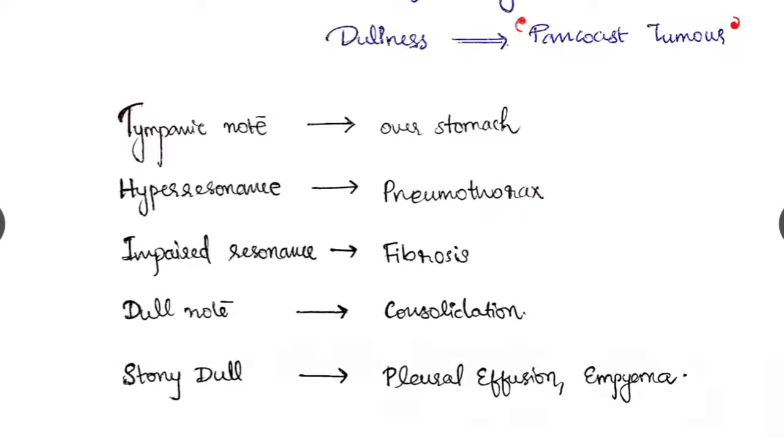And interpreting the results of the percussion, the tympanic note is seen over the stomach. If the note is hyperresonant, then it is suggestive of pneumothorax. If there is impaired resonance, it is seen in fibrosis. In consolidation, we get a dull note, and in pleural effusion and empyema, we get a stony dullness.